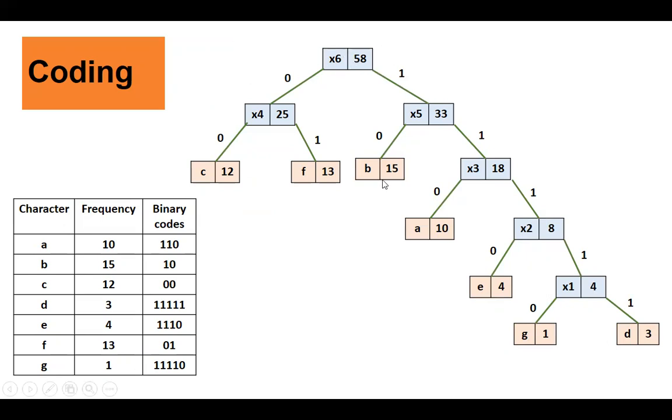1, 0 is the code for B. And what will the code for C be? 0, 0. Code for C will be 0, 0. Code for B is 1, 0. Code for A is 1, 1, 0.